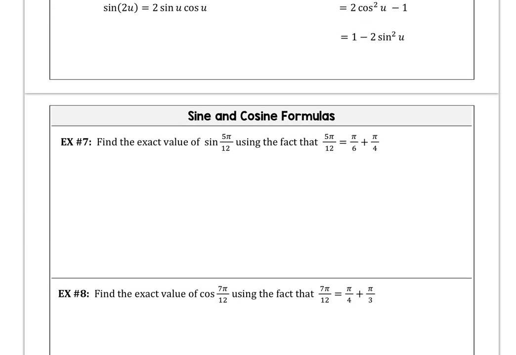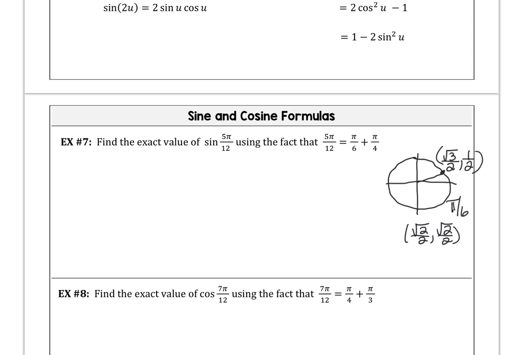We want to find the exact value of sine of 5 pi over 12. So we can do that thinking about the unit circle. If I look at pi over 6 and pi over 4, well, we know pi over 4 is radical 2 over 2, and pi over 6 has radical 3 over 2 for the x-coordinate and 1/2 for the y-coordinate. This is my pi over 6 angle. And we know square root of 2 over 2 is our pi over 4 angle. So this is pi over 4 values.